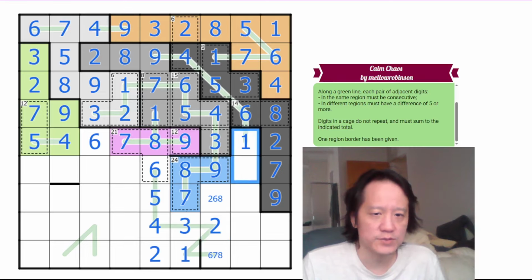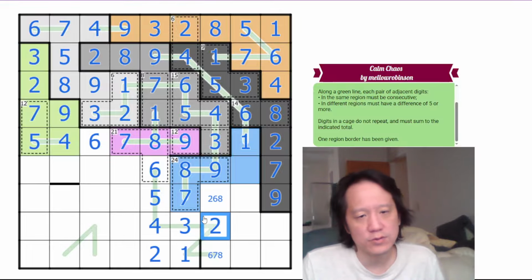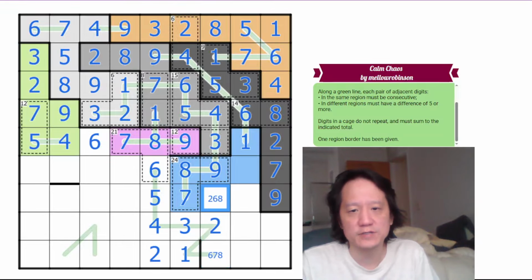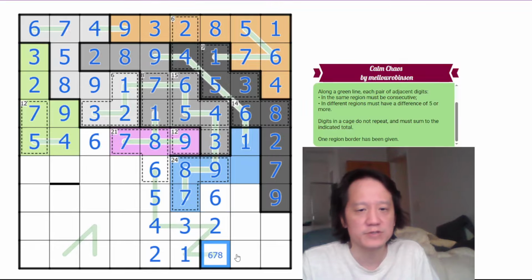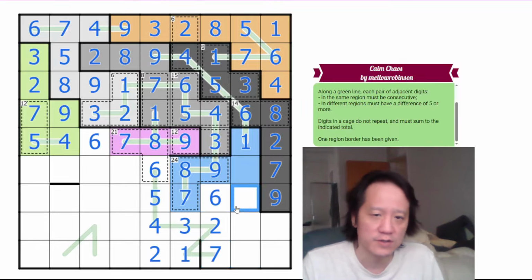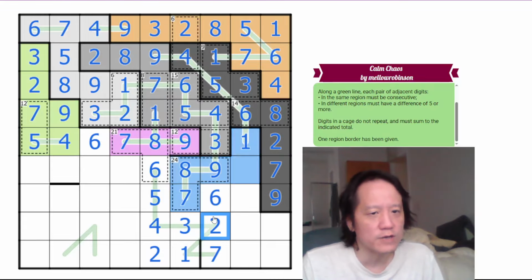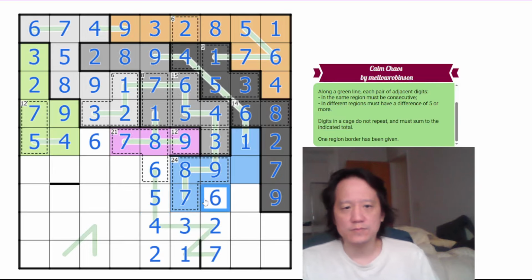This has to go this way. So it's likely blue. This 2 eliminates... This can't be 2 or 8, so this must be 6, which means this can't be 6 or 8, so it's 7. Yeah, this might be a different one. Okay.